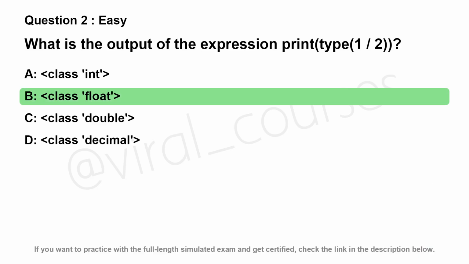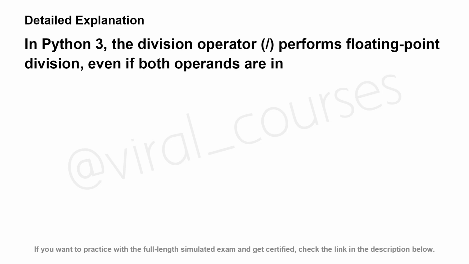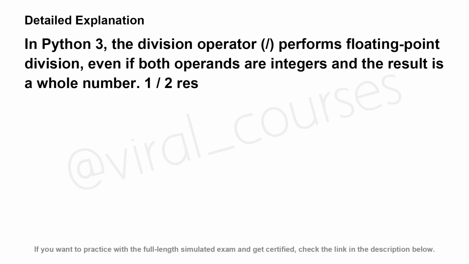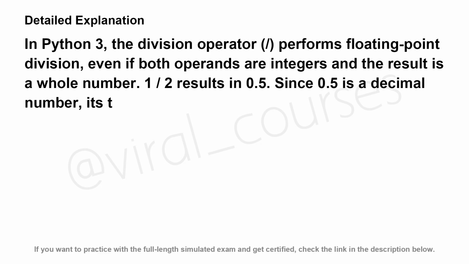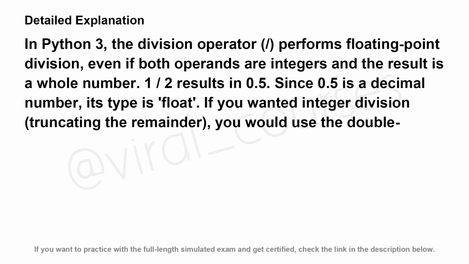The correct answer is B. In Python 3, the division operator / performs floating point division, even if both operands are integers and the result is a whole number. 1/2 results in 0.5. Since 0.5 is a decimal number, its type is float. If you wanted integer division, truncating the remainder, you would use the double // operator.